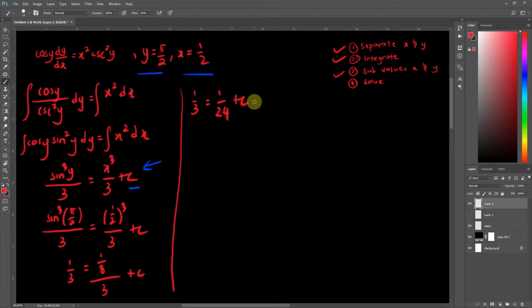Then we find what c is. c equals 1 over 3 minus 1 over 24, which is 7 over 24. Okay, so now we have the value of c.